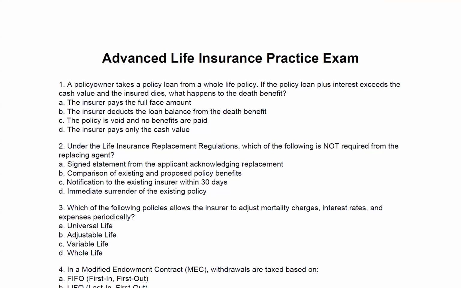Okay, so A, the insurer pays the full face amount. B, the insurer deducts the loan balance from the death benefit. C, the policy is void and no benefits are paid. Or D, the insurer pays only the cash value. What do you think?